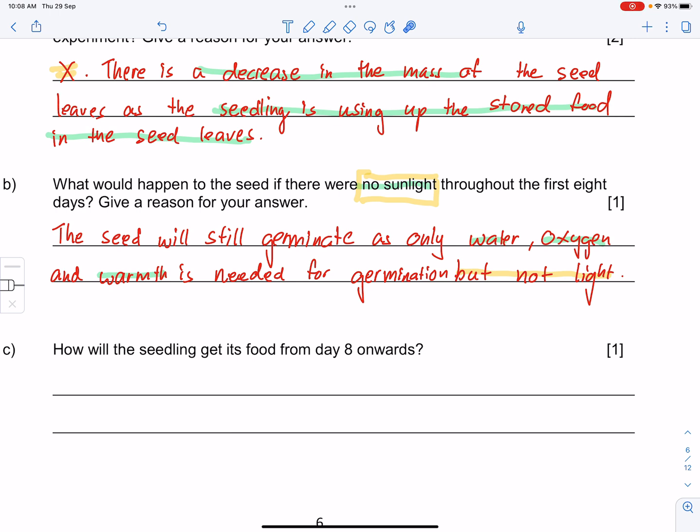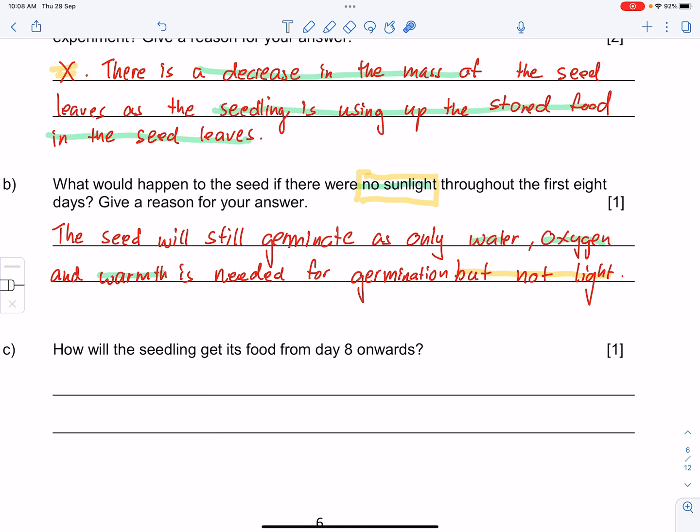So I always teach you all the term true leaf because there are seed leaf and true leaf. True leaf is the proper leaf. Now, the problem with this is many students will just go, oh, they will obtain food from the leaf. My question to you is, how? So ask yourself, what is the function of the leaf? The leaf is to carry out photosynthesis.